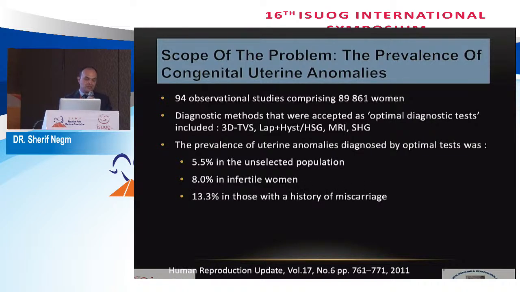And they found that the prevalence of Mullerian abnormalities by these optimized tests is about 5% in an unselected population, 8% in infertile women, about 13% in those with a history of miscarriage, and 24% in those with a history of miscarriage and infertility. So as you can see, as the obstetric performance of the patient became worse, the prevalence of Mullerian abnormalities apparently was found to increase in this population.